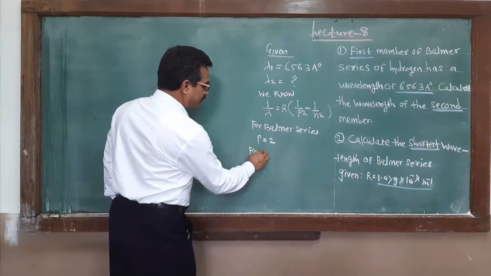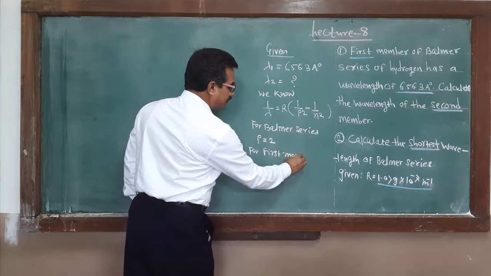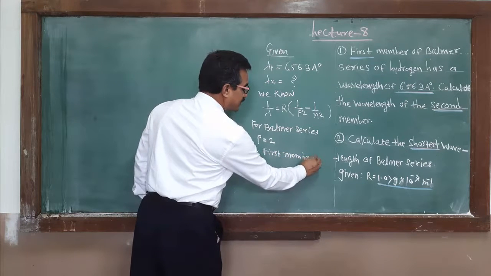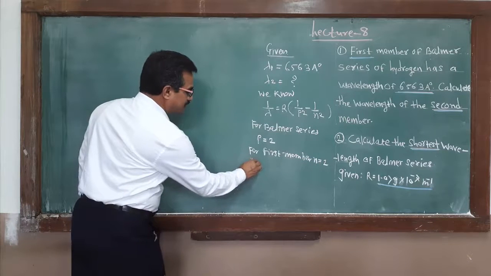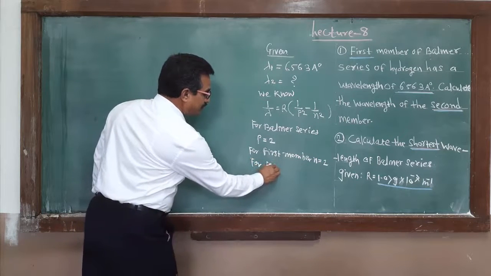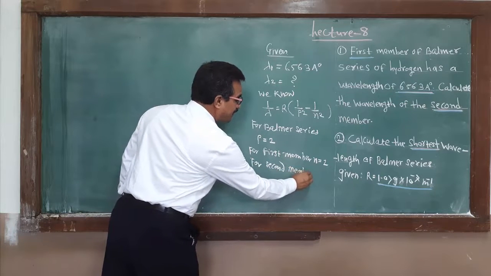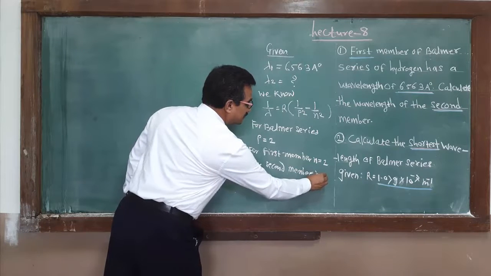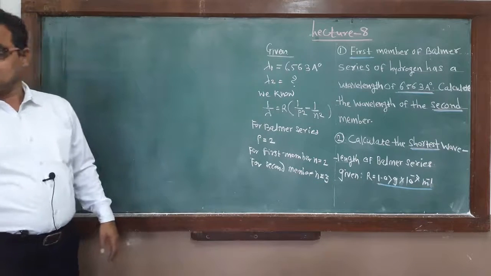For the first member, N is equal to 3. And for the second member, N is equal to 4. This is actually the situation.